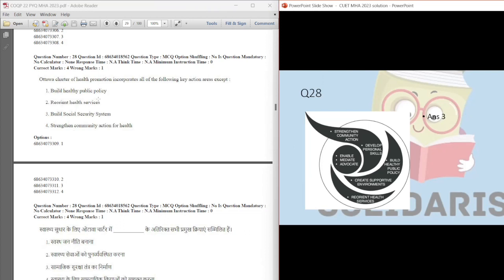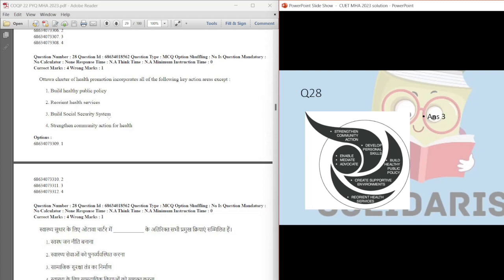If you don't know how to solve the question, just look at the options. Three of the options are related to health somehow, right? In the question we can see health promotion. What is health promotion? Health promotion is making the population aware about healthy habits or some disease conditions and what they should do. All of these things will help in making the population more healthy. Only build the social security system doesn't come; that doesn't have a direct relationship with making the population aware or making the population more healthy.